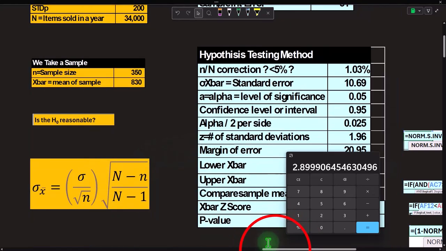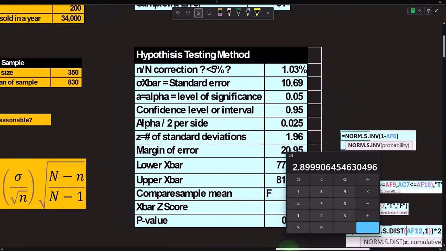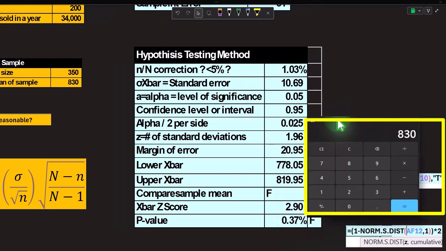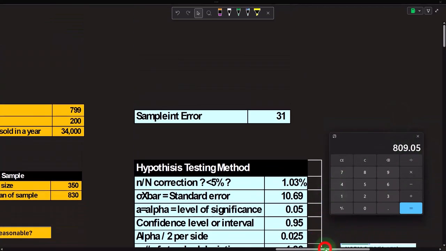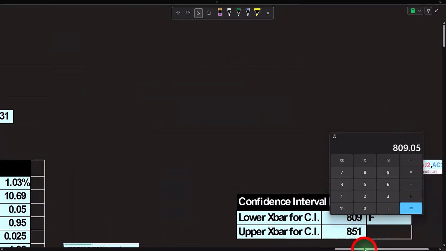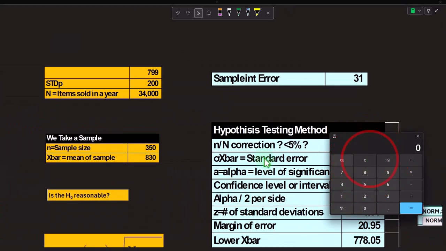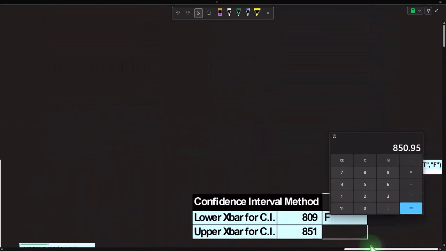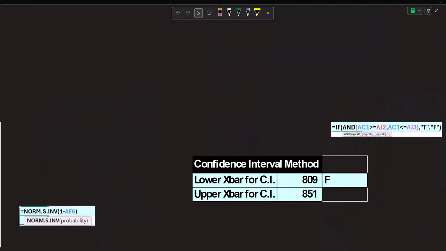But just in terms of the middle point, the idea would be that we're measuring from the 830. So now we're going to say 830, and then the range that we would be constructing would once again be based on the margin of error, just like we have here. So 830 minus 20.95 is going to give us our 809. And then if we take our middle point of the 830 plus the margin of error, the 20.95, we get about 851.